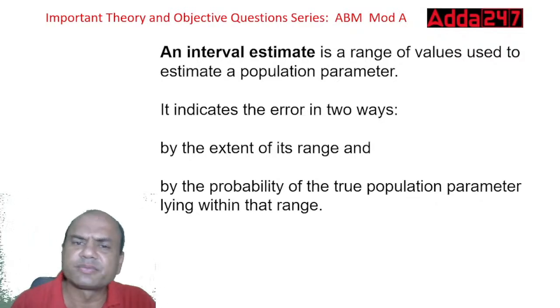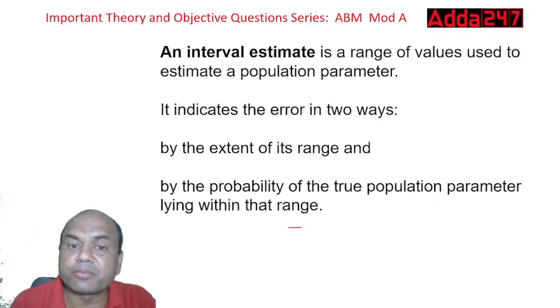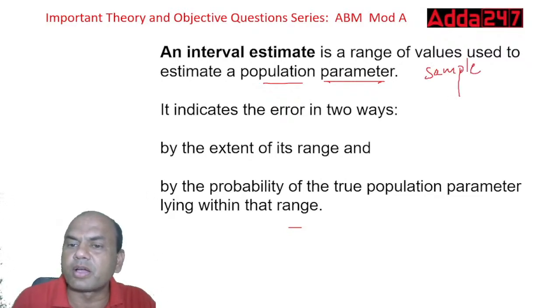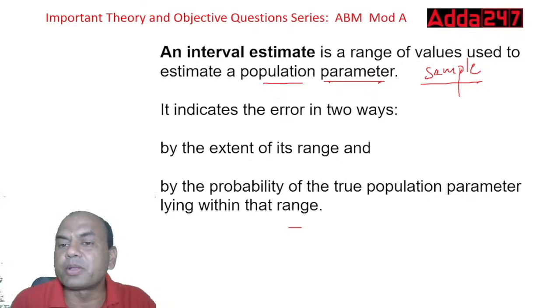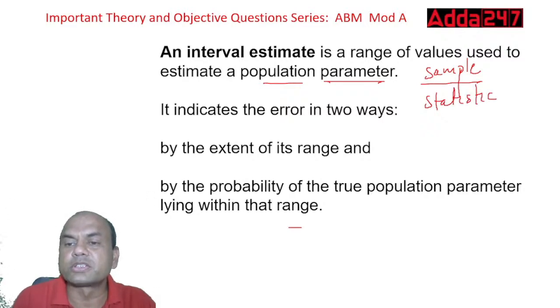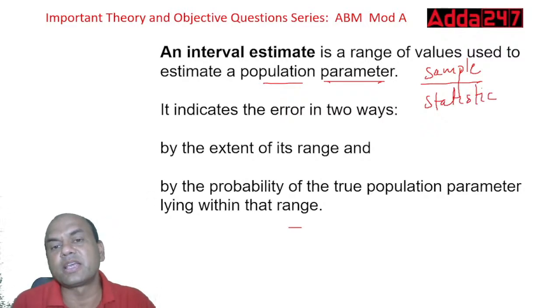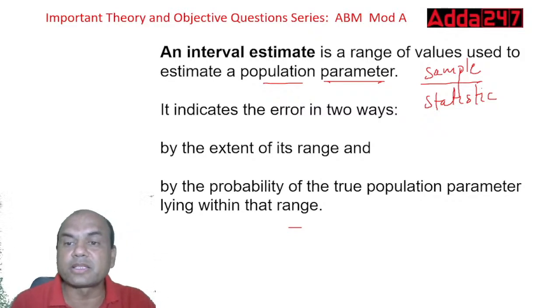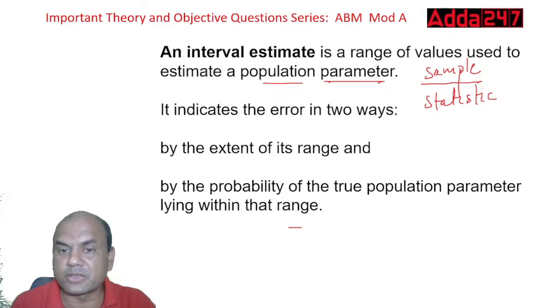What do you mean by this? See here, you want this population parameter. Always remember this parameter word is always attached to population. And for statistic sample, which word is attached? Who can give me the answer in the comment section? For sample, which word is attached? The word attached is statistic. Always remember, for sample, statistic word is attached, and for population, parameter word is attached. So interval estimate is the range of values used to estimate the population parameter.